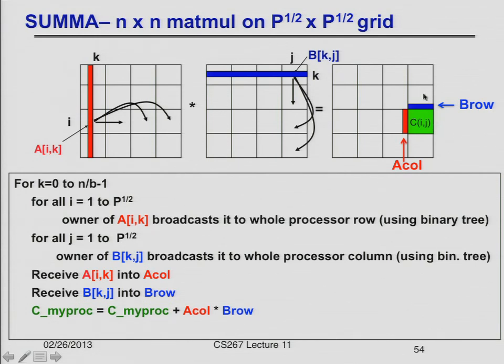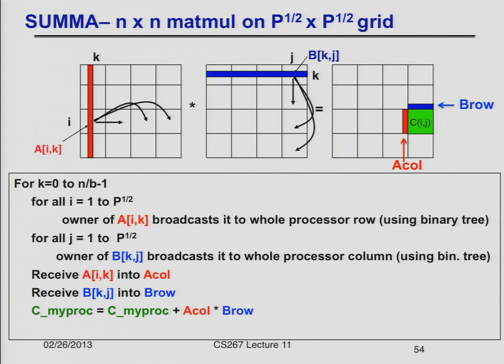Then this processor needs to have some space, so it's going to receive the red block into something I'll call A col. It's going to receive the blue block into something called B row, and then it does a local matrix multiply. So this is all the local work, and hopefully that'll run at the speed of your highly tuned local matrix multiply.